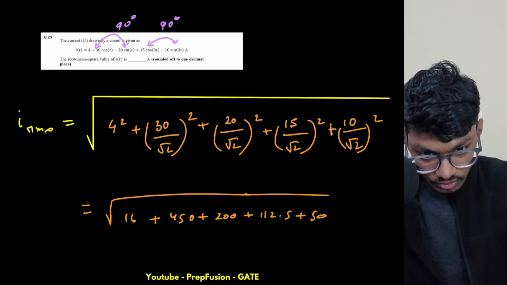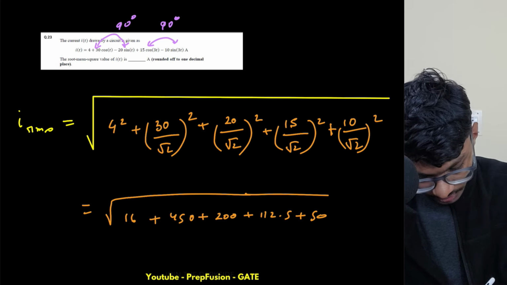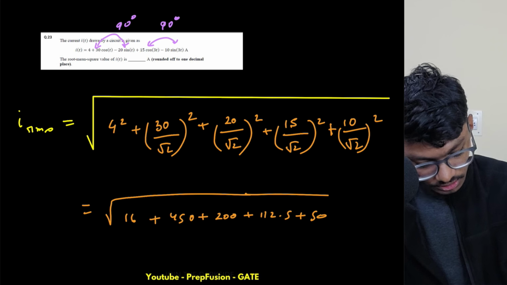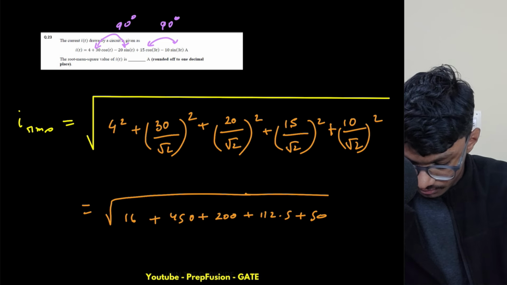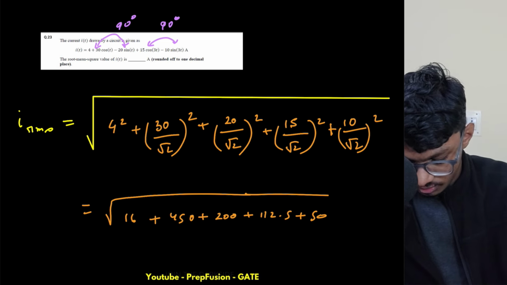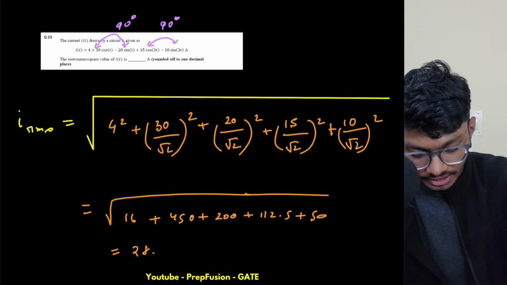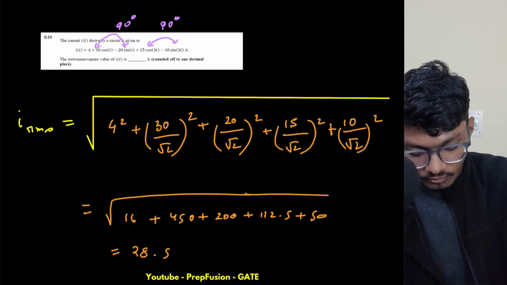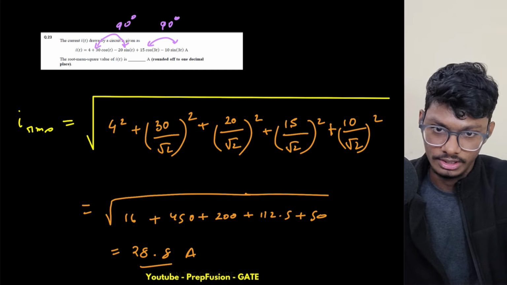So this will be almost equal to 16 plus 500 plus 700, 812.5, under root, which is 28.78. So approximately we can write it as 28.8, because they have told us to round off to one decimal place. So the answer to this question will be 28.8 amperes.